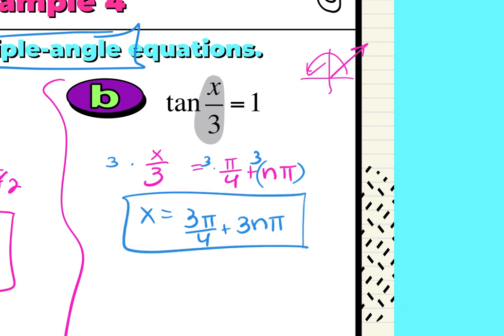And that's your answer. Yeah. So we wouldn't use... Not for tangent, because tangent's only from the top. And then it repeats every n pi.